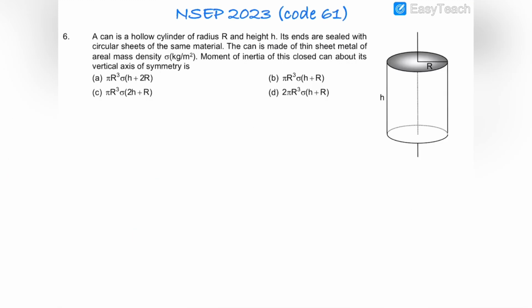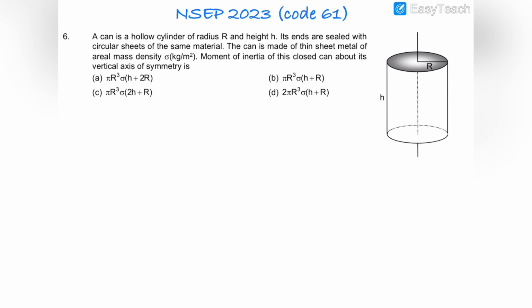In this question, this is a cylindrical can, a hollow cylinder of radius R and height h. Its ends are sealed with 2 discs, and the complete hollow cylinder with the 2 caps is formed by metal of the same material, and its density is sigma. This is areal mass density, mass per unit area. We have to find out the moment of inertia of this closed can about the axis of symmetry, this one.